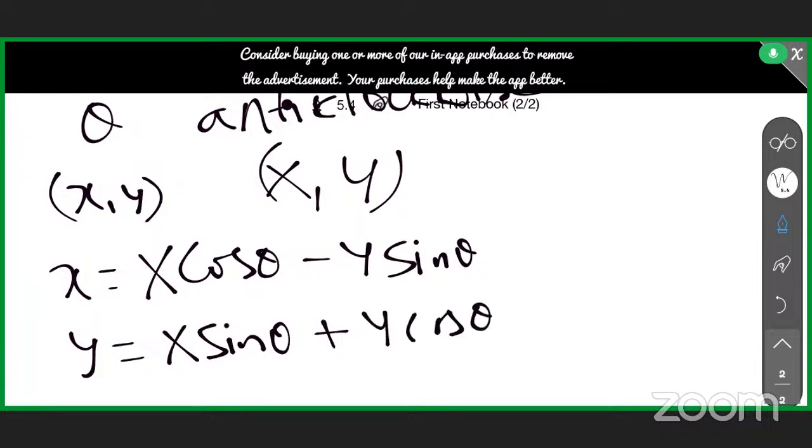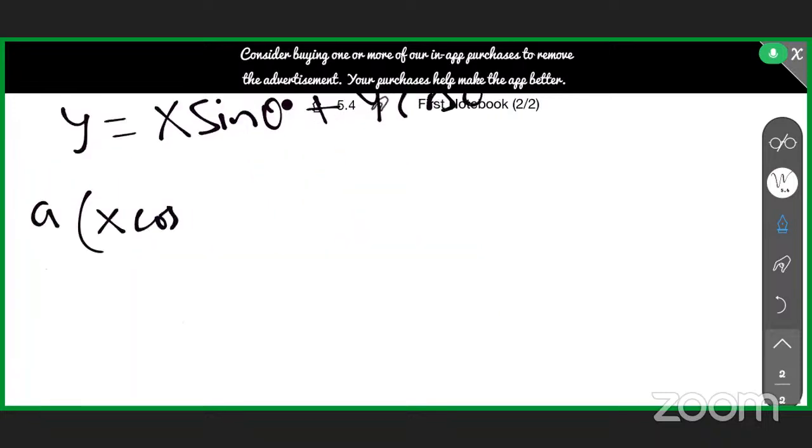So substitute these x and y values in the equation. For my equation, what is my... Sir, your voice, x cos, not clear.